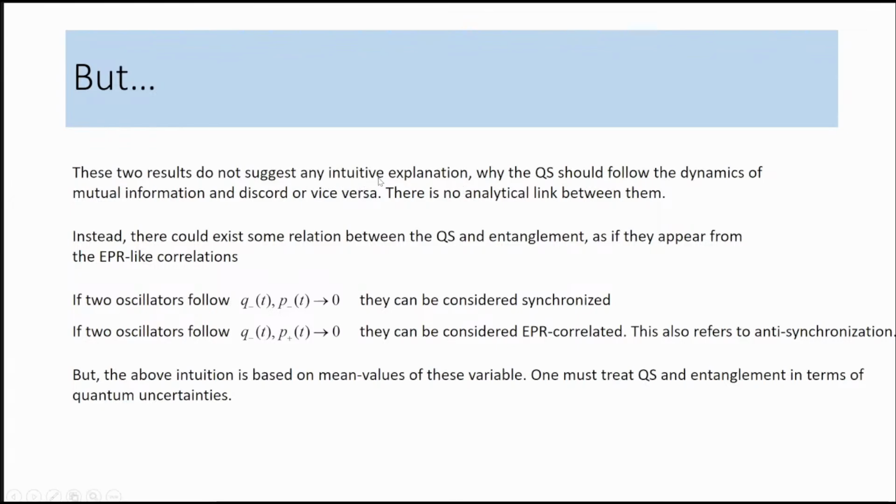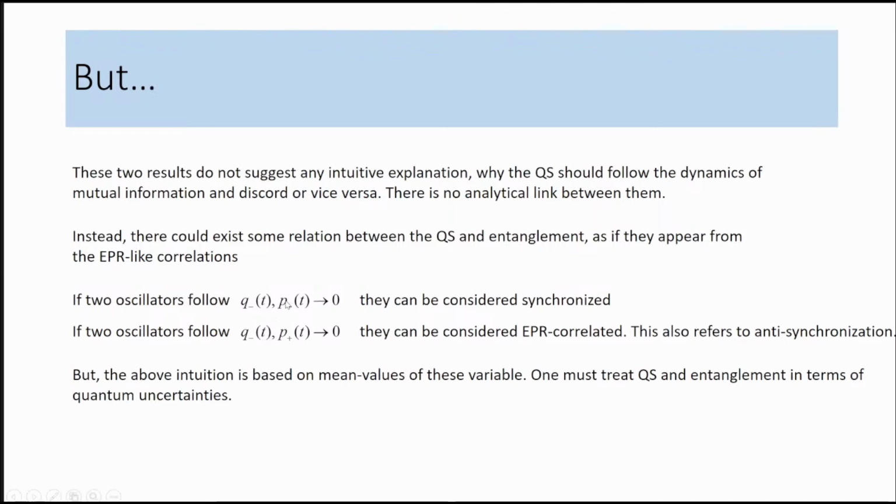I don't understand if there is any intuitive explanation between the two. I am plotting two completely independent parameters and looking at their similar behavior; we should not say that they should be related with each other. There is no analytical link between these two parameters, synchronization and mutual information, or synchronization and discord. We rather said in this work, which I will be describing soon, that there could be some relation between the synchronization and entanglement. Entanglement is a little different from mutual information and discord.